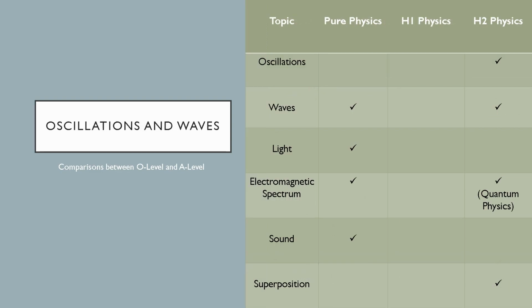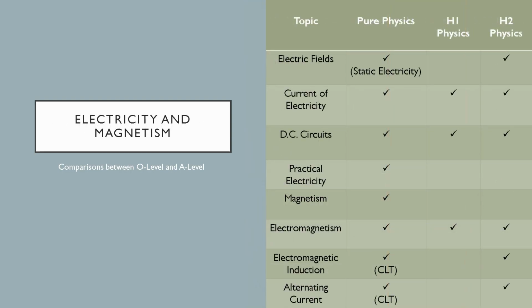Again, the oscillations and waves module is entirely omitted from the H1 syllabus. In addition, we observe that more qualitative aspects of waves, such as light and sound, have been replaced by more mathematical and quantitative topics such as oscillations, where we would be dealing with more mathematical aspects of waves. Finally, looking at electricity and magnetism, we see that pure physics has more topics than both H1 and H2 physics, if we were to consider the common last topic, that is.